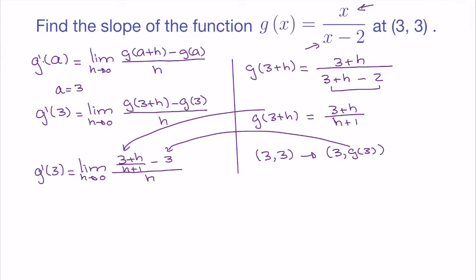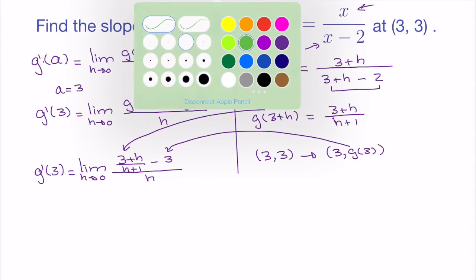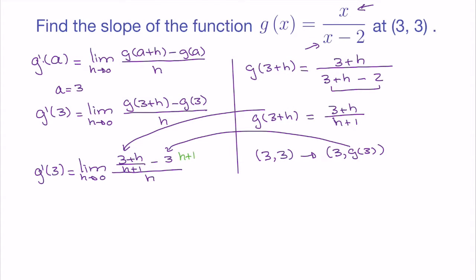Now we do our rational expressions, and we multiply and divide here by h plus 1 over h plus 1 to make them have a common denominator. And this becomes the limit as h approaches 0 of 3 plus h minus 3 times h plus 1, all over h plus 1, and then all over h.